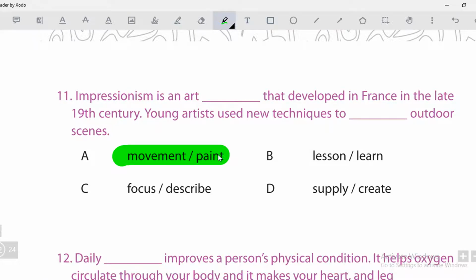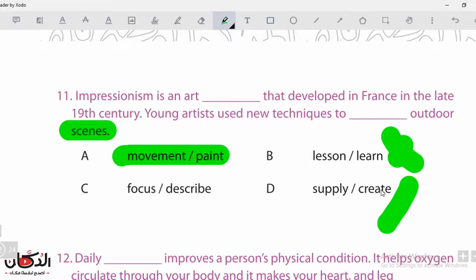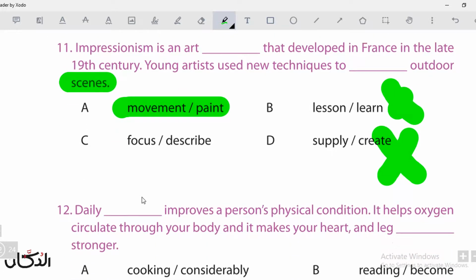Yes, you can paint scenes, but you cannot learn. Sometimes also you cannot create outdoor scenes. You may describe scenes, but the first word is incorrect. Focus is incorrect. Question 12.